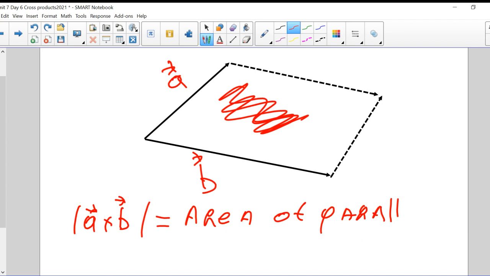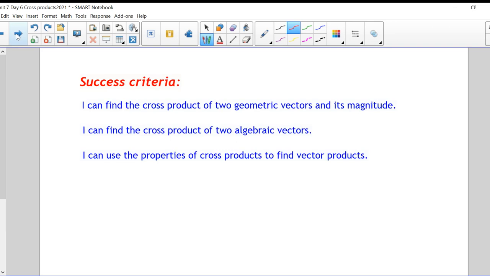All right, just an important point that came out of the video, which I didn't really address before, and it's something you do need to know. If I want to find the area of a parallelogram formed by putting these two vectors together, then I simply find the cross product and find the magnitude of that cross product, and that represents the area of the parallelogram. As far as your success criteria: can find the cross product of two geometric vectors and its magnitude, the cross product of two algebraic vectors, and use the properties of cross products to find vector products. All right, going to move along.